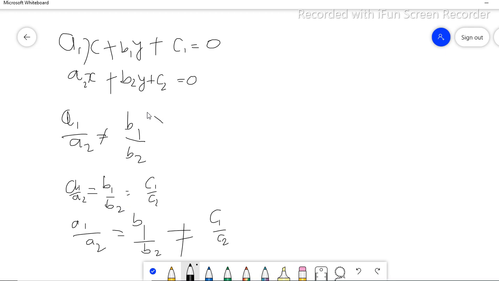कन्सिस्टेन्ट हुनुको लागि this must be satisfied. A1 by A2 is not equal to B1 by B2. If this satisfy, then the equation is consistent.